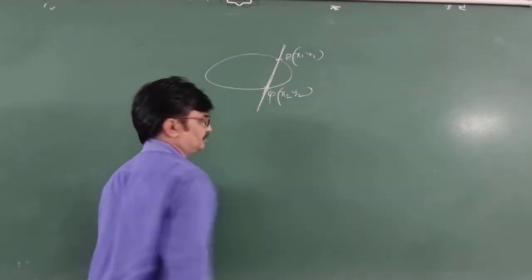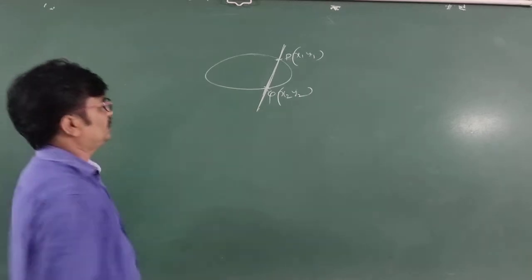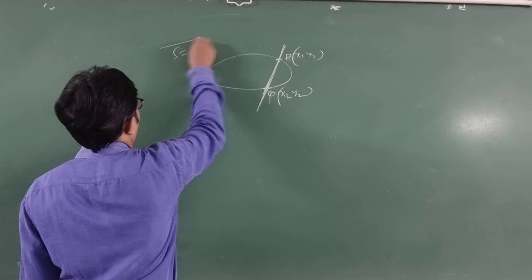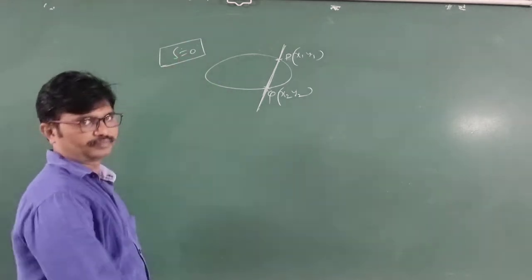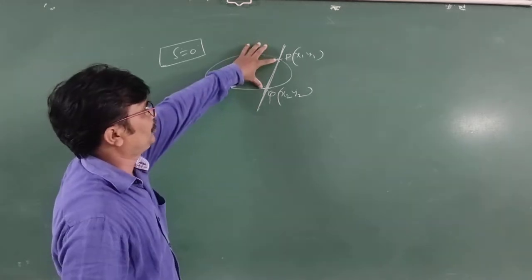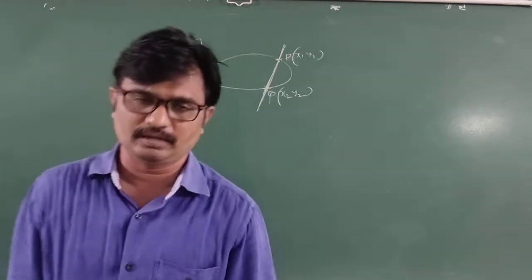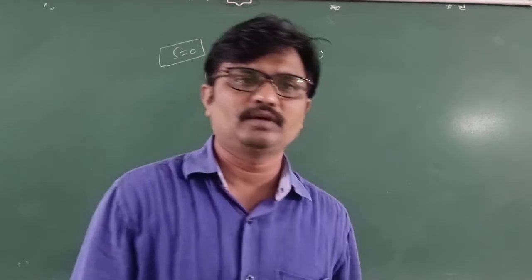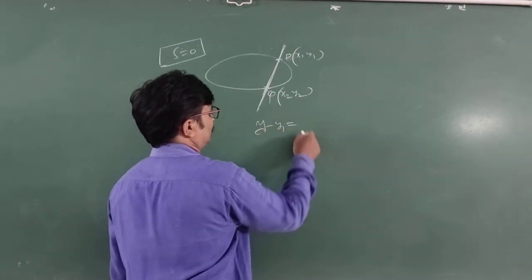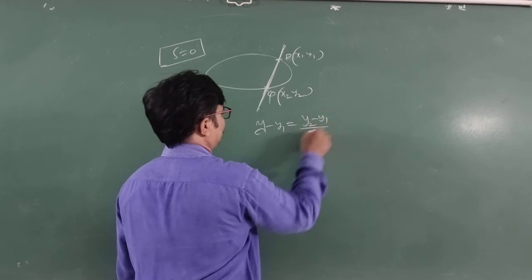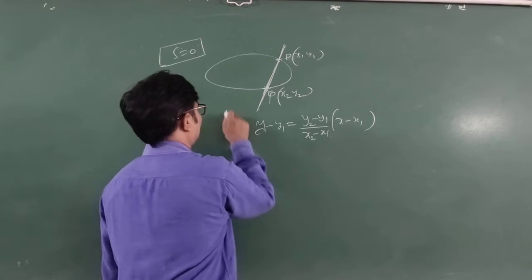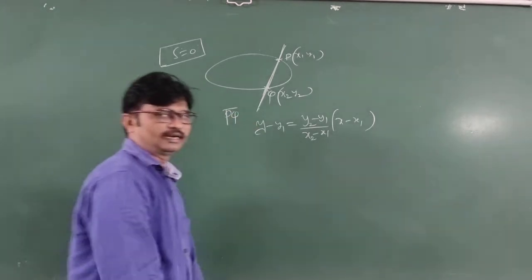The secant line through P and Q intersects the ellipse at P (x1, y1) and Q (x2, y2). How to find PQ? PQ is nothing but the two-points form, students. We know that the two-points form is y minus y1 equal to (y2 minus y1) by (x2 minus x1) into (x minus x1). That is the equation of the secant line PQ.